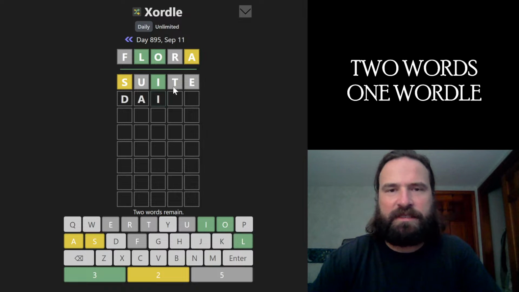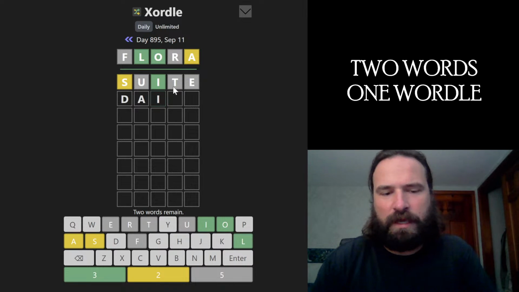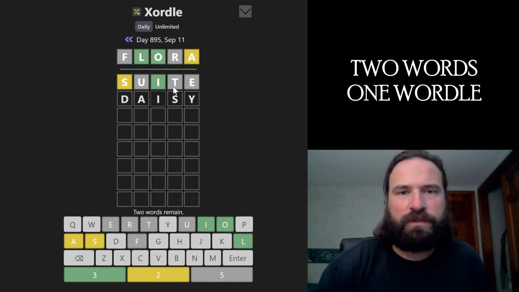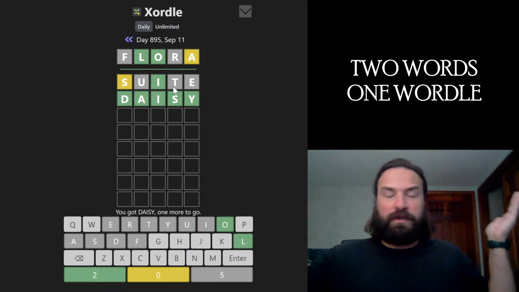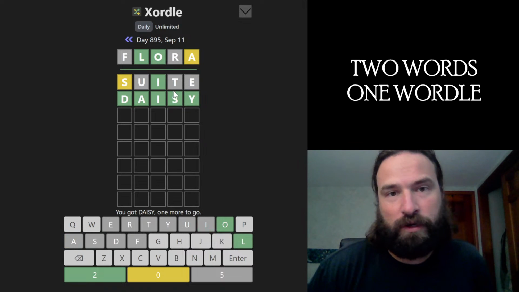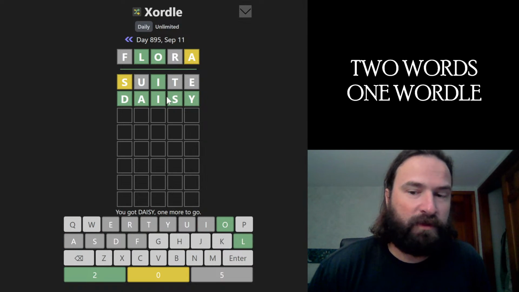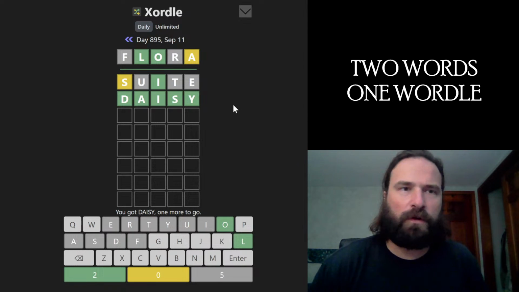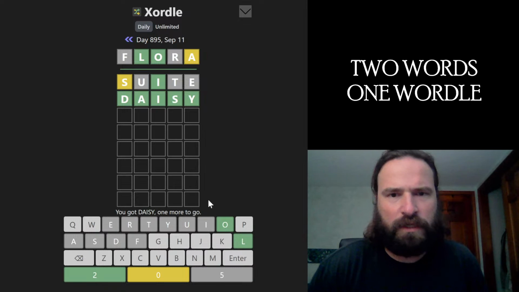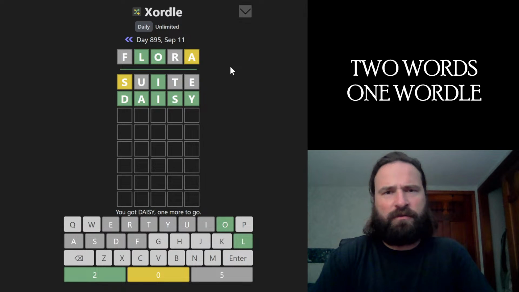I'm seeing that Daisy is a pretty good guess. Just moves the A, moves the S, and gets 2 new letters involved. Flora, because Daisy is a flower, and flora is all living things that are not animals, right? Flora and fauna, or fauna. Yeah, fauna is animals, flora is plants, right? Mostly. All right, let's see if I can get this in 3. You know? Let's see what happens here.